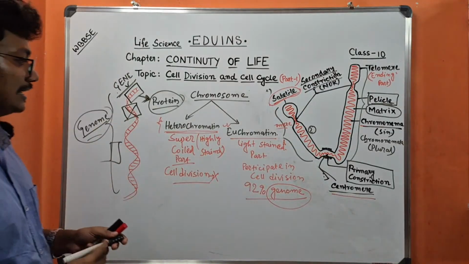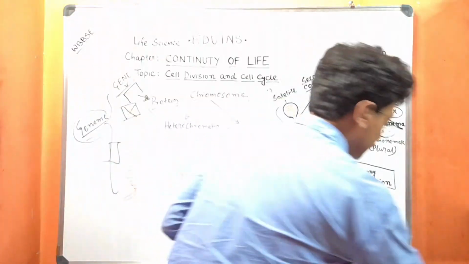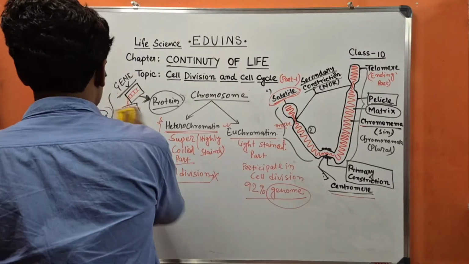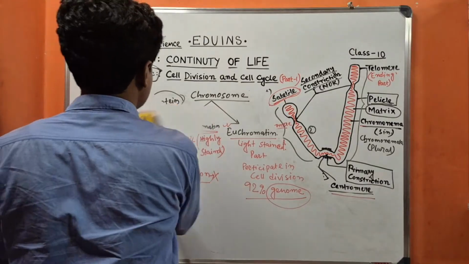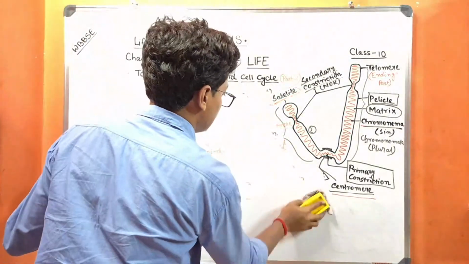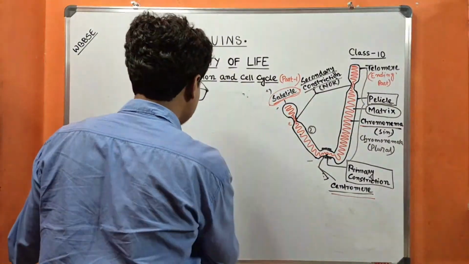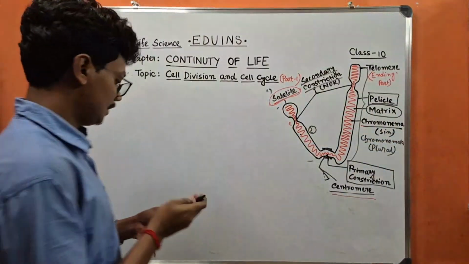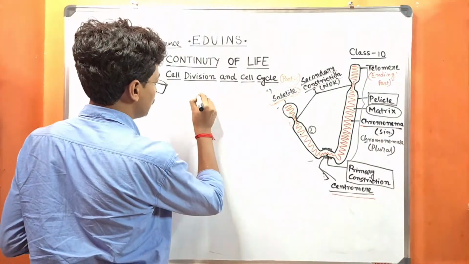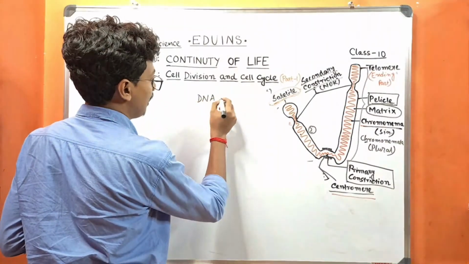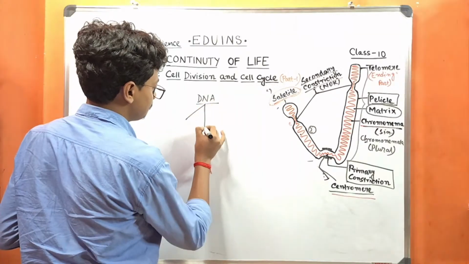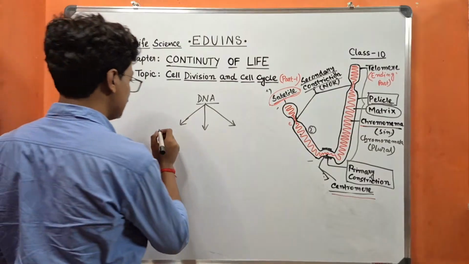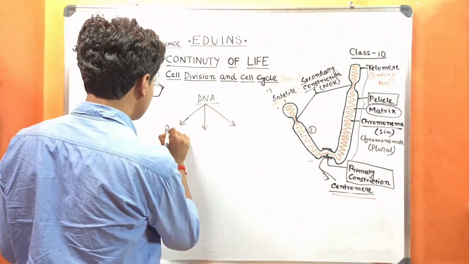So this is the DNA, and according to the model of Watson and Crick, the DNA has a specific structure and contains three main parts. Number one is pentose sugar.